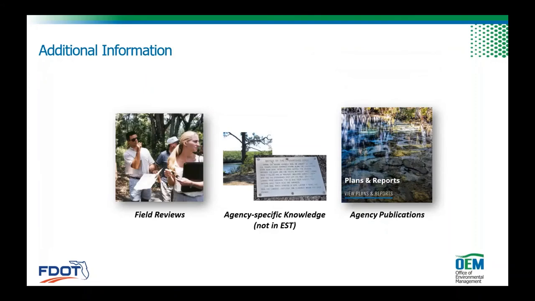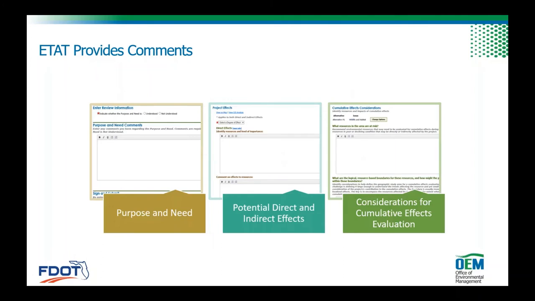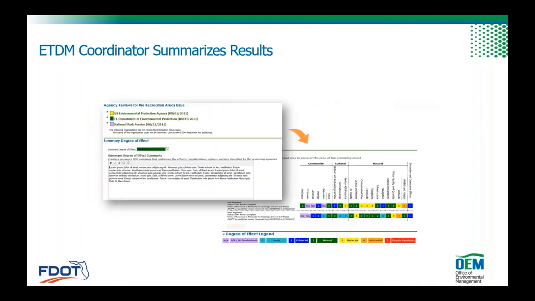The ETAT themselves can do field reviews. They can think about their agency's specific knowledge and any publications that they're aware of. And then they come back in, they identify their resource level, they assess for their direct, their indirect, and cumulative effects, and they identify their potential impact. So you see that, no involvement all the way to potential dispute. They provide comments that are specific for purpose and need. So Army Corps is giving us their comments for purpose and need. Army Corps is giving us potential direct and indirect comments. And if they have any cumulative effect considerations, there's that as well. Every agency does this. They just do it from their perspective.